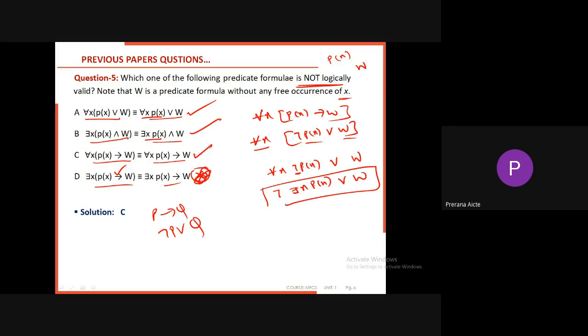Similarly, it is not actually valid, so it is also valid, and we can prove that. Like that, the negation of there exists x, P of x or W. If that is the formula here, then we can consider it, and like that we can check out the answer for this one. So this is the answer for the fifth one.